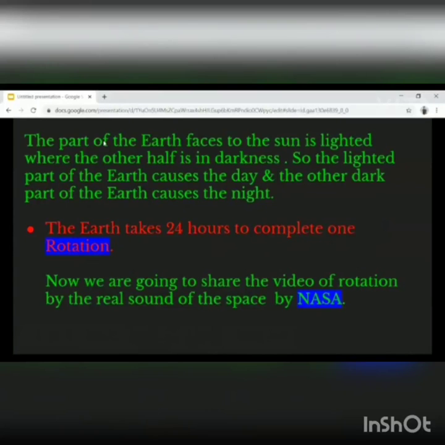The part of the Earth that faces the Sun is lighted, while the other half is in darkness. So the lighted part of the Earth has day and the other dark part has night. The Earth takes 24 hours to complete one rotation.